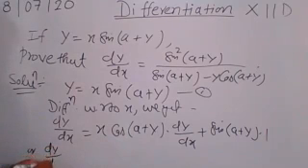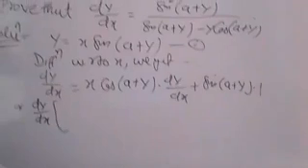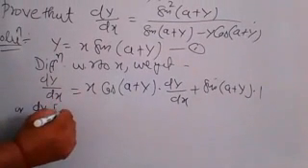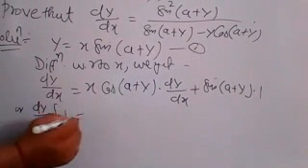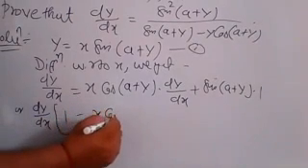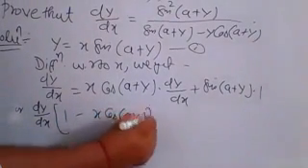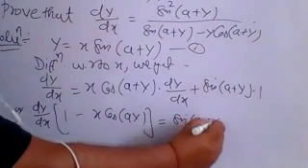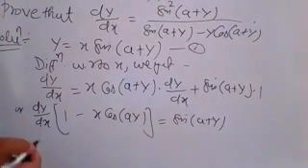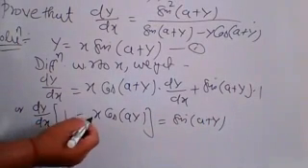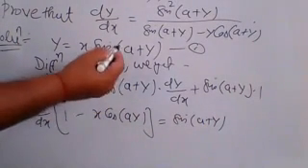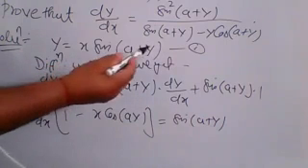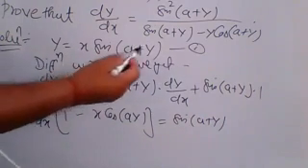So if you are taking dy by dx common, so you have dy by dx into 1 minus x cos a plus y is equal to sine of a plus y. Understand? Now putting the value of x from the first equation. So here the value of x is what? y upon sine a plus y.